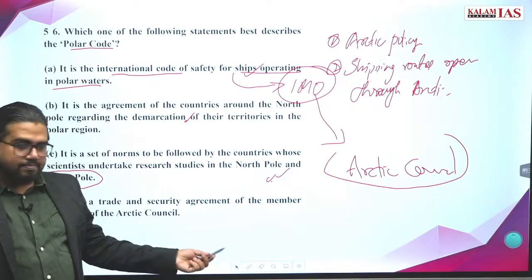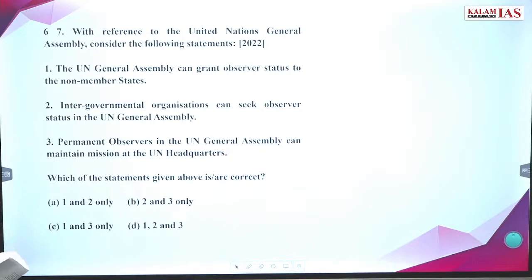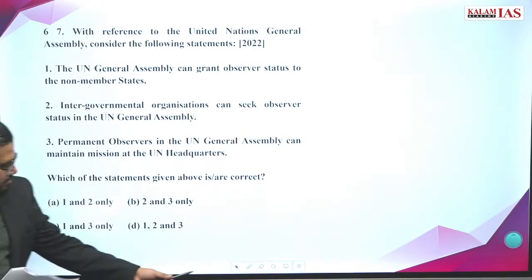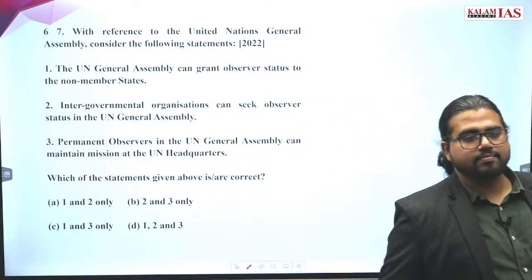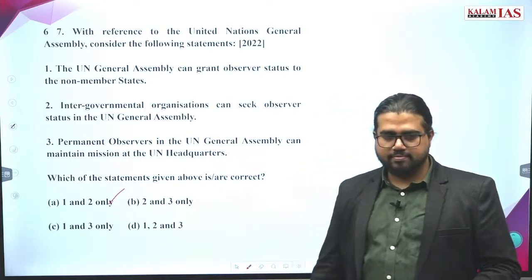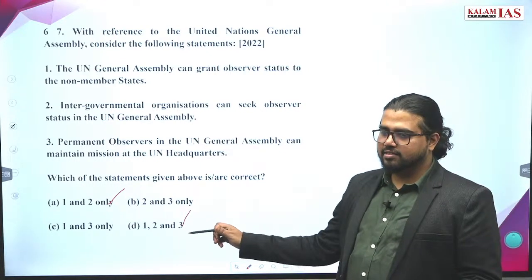Good, good. Go ahead. Answer the 7th question in your sheet. Answer is A. What is the answer? Tell me. A. Any other? D. Which one? D.